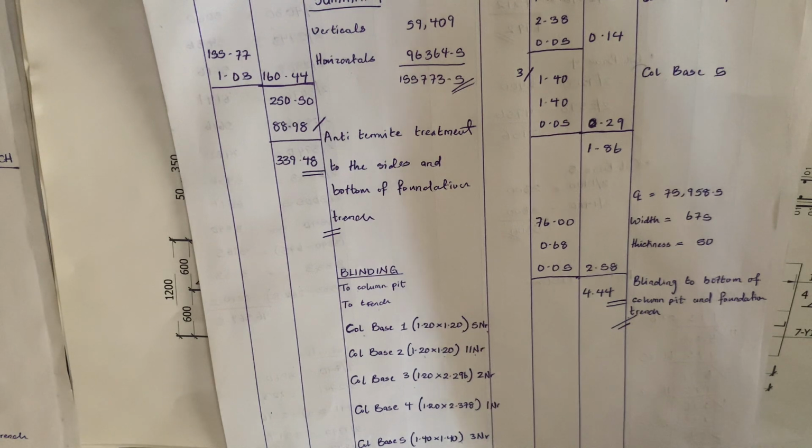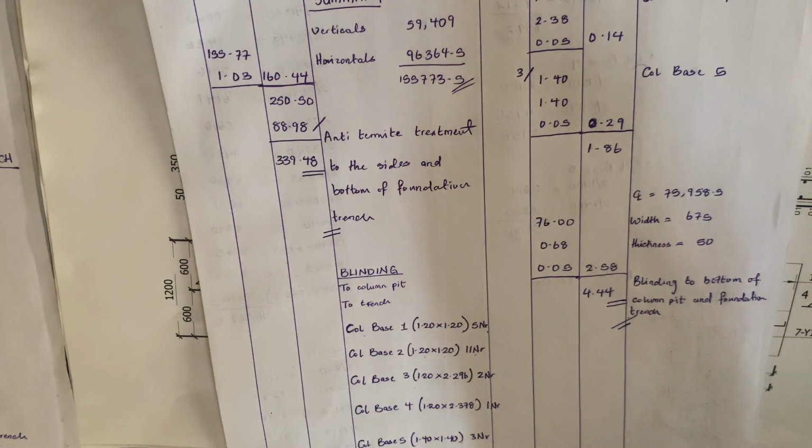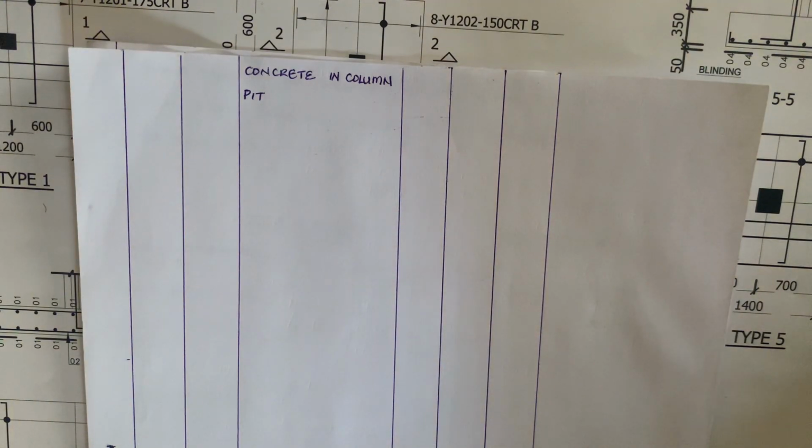So for our concrete work for both the column pit and the trench, we are going to be using the same approach. It's just that the difference now is that the thickness of the concrete will change. So we have to determine the thickness of the concrete for the column pit and the thickness of the concrete for the trench. Remember that concrete work is measured in meter cube, which is volume. So we're still going to be using the same approach that we've done for the blinding to calculate the volume of our concrete work for the foundation. So the next thing we're going to be booking for is our concrete in the column pit.